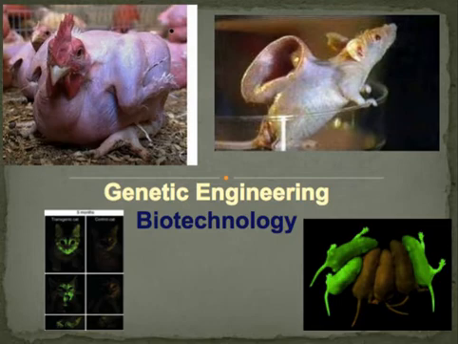The bottom left and bottom right all are of the same idea of taking a gene from one animal and putting it into another animal. In this case, we're looking at fluorescent proteins. The one we're specifically going to be doing is from jellyfish, but inserting it into another animal where under UV light, this cat and these mice glow green.